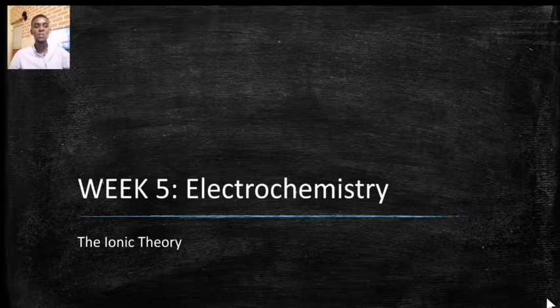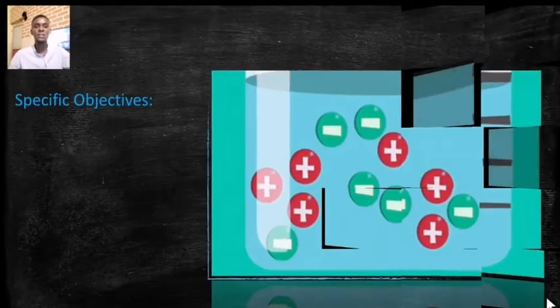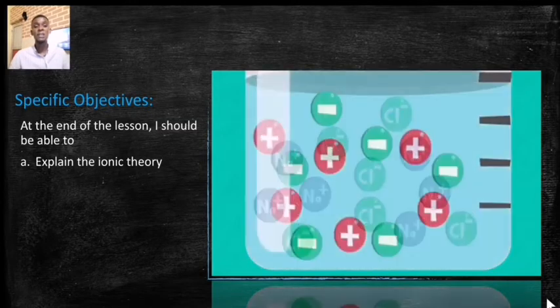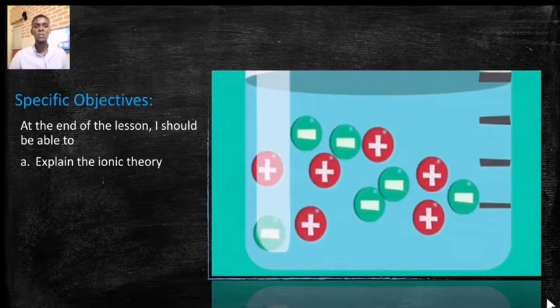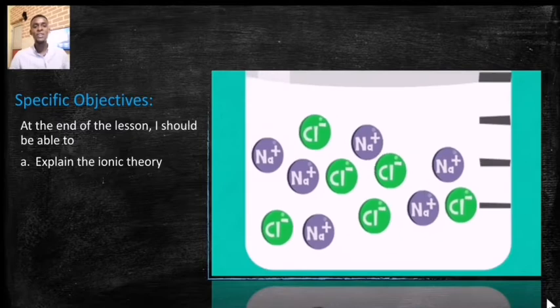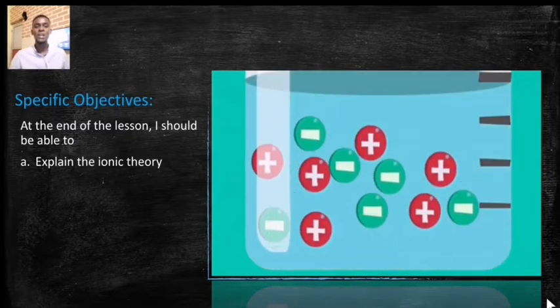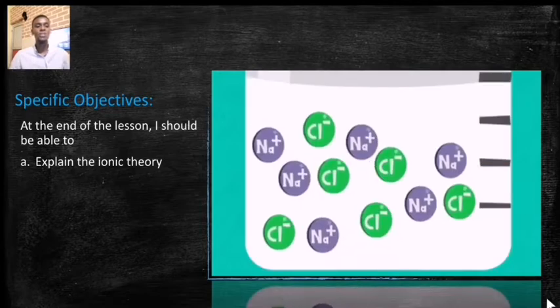So for this lesson, let us dive in and see our objectives. At the end of the lesson, you should be able to explain the ionic theory. You should be able to tell me what the ionic theory is all about. The GIF image you see on your screen will give you an idea as to what the ionic theory is all about.